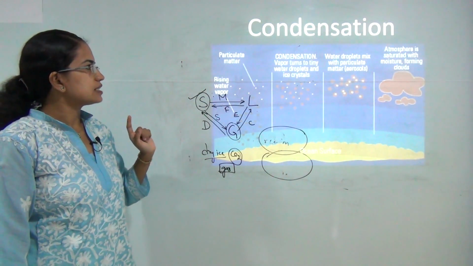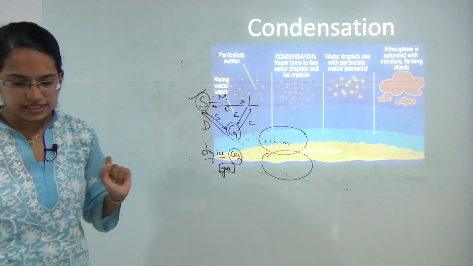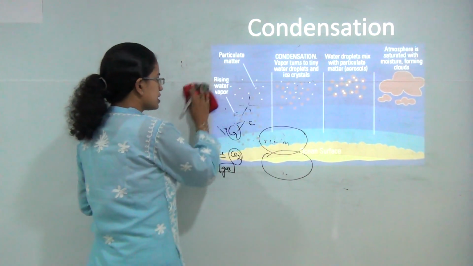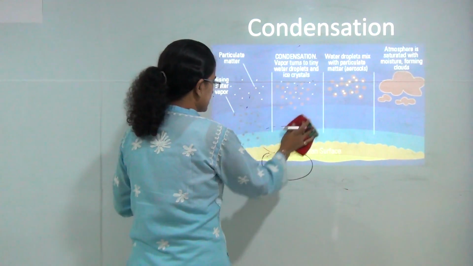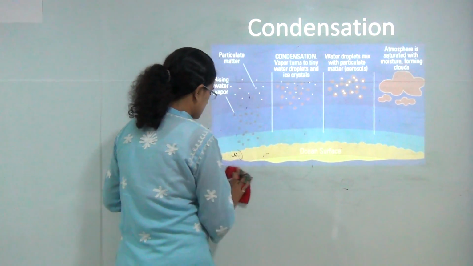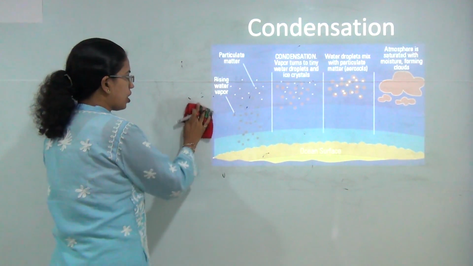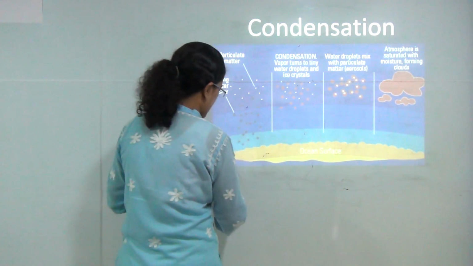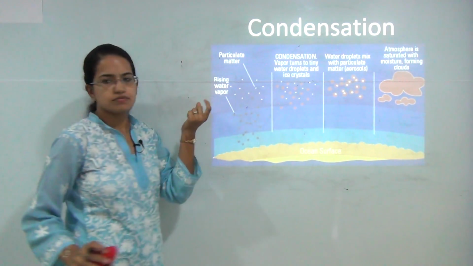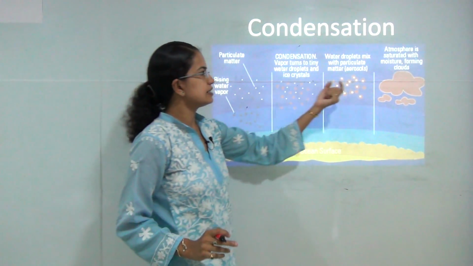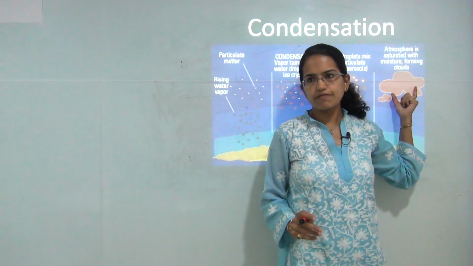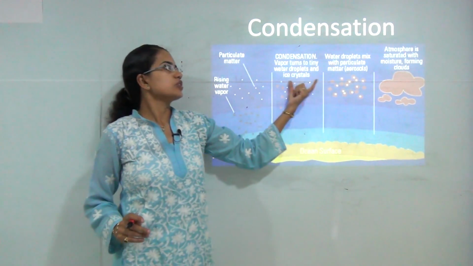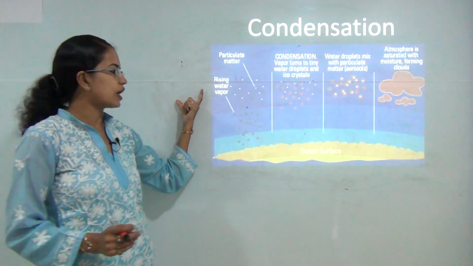Now next is condensation. What happens under the process of condensation is, the water vapor that is rising finally converts into moisture, and it tends to become particles that finally become saturated and formation of clouds occurs. So that is what is known as the process of condensation.